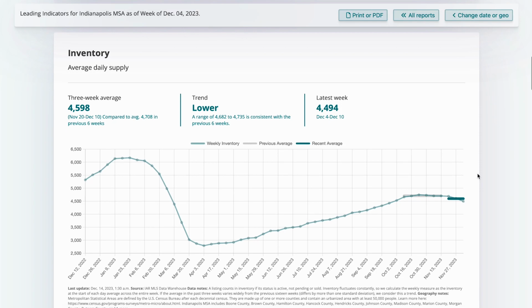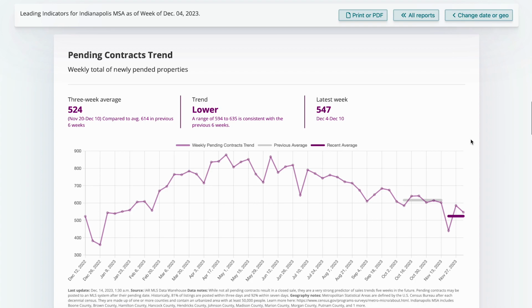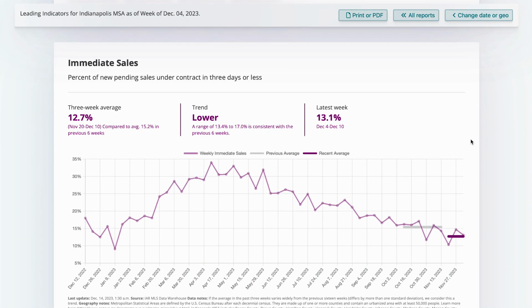Here's inventory. This one doesn't have nearly as much noise. It's a lot smoother line. And so this little drop between our previous 6-week average and our latest 3-week average is enough for us to say this is a lower trend in inventory in this market. This report also shows pending contracts, but some of the indicators get a little more complicated.